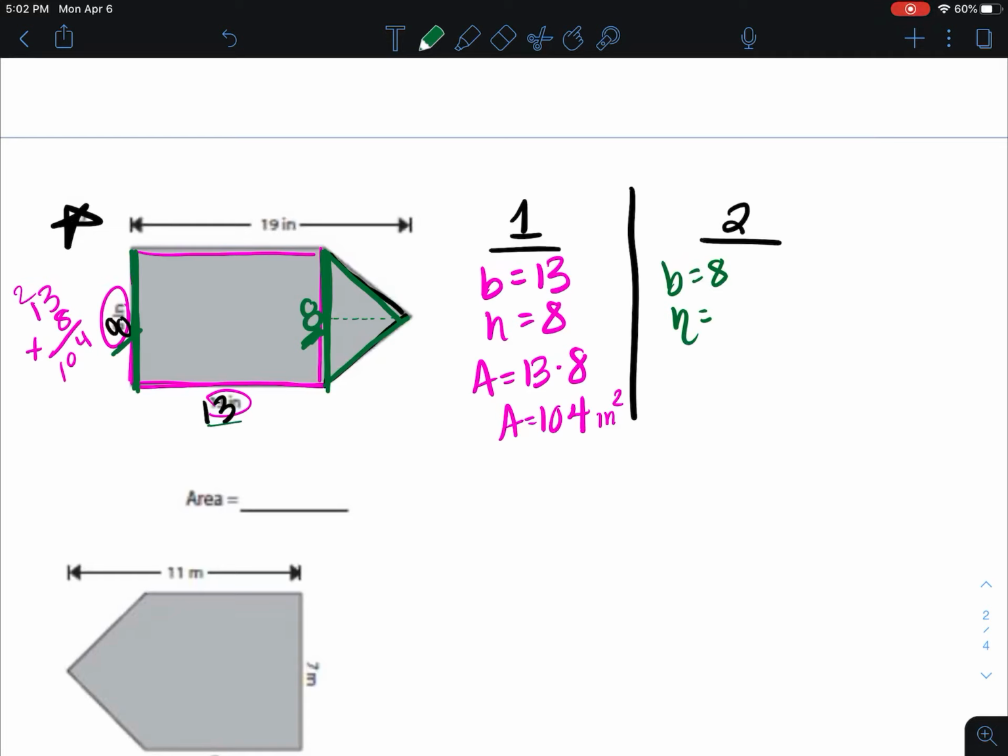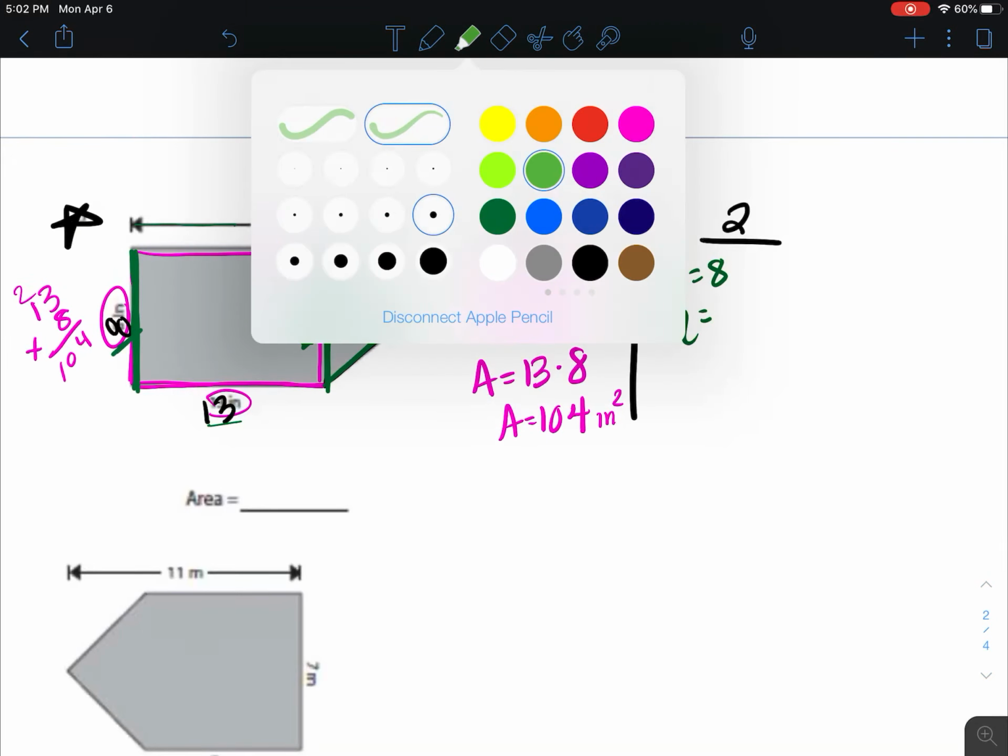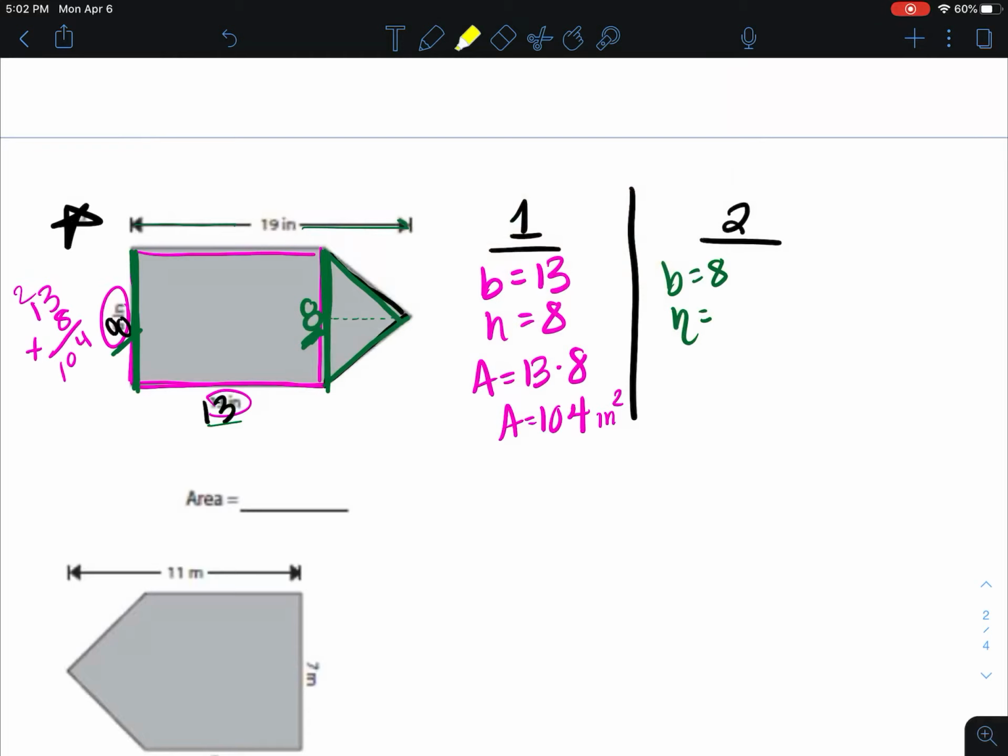The only thing I see is this 13, this 8, and then this 19 over here. Okay, I want you to think about what this 19 is telling us. I'm going to use this highlighter function. If you look at how wide this entire figure is, from one side all the way to the little corner tip of the triangle, that's what they're saying is 19.